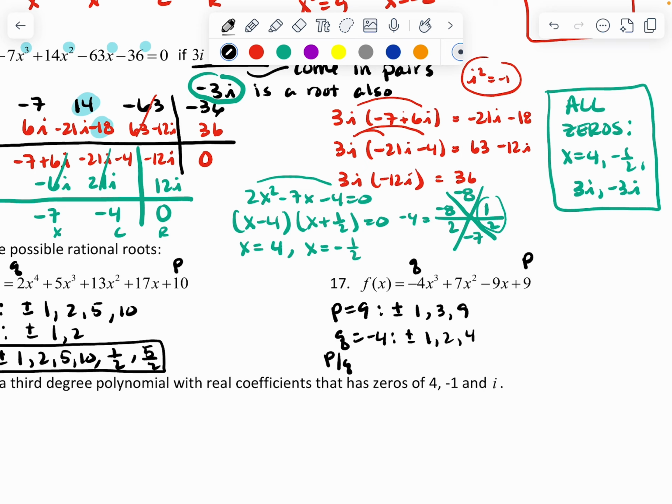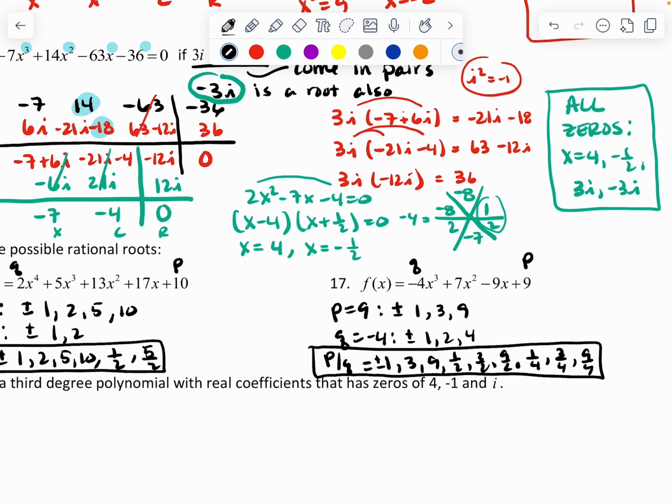Okay, p over q. So if I divide all the p's by 1, I'm going to get 1, 3, 9. Don't forget your positive and negative, 1, 3, 9. If I divide them all by 2, I'm going to get 1/2, 3/2, and 9/2. And if I divide them all by 4, I'm going to get 1/4, 3/4, and 9/4. And you guys remember, if you ever divide and get a fraction that reduces to something you already have, you do not have to list it twice.